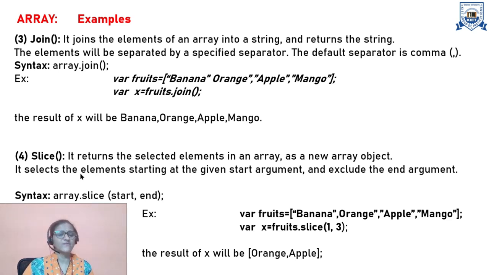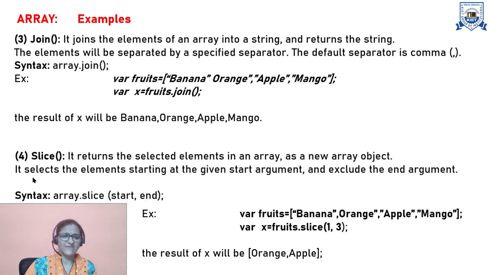Now, the next method of the array is slice. It's a piece from the entire array. We have to provide from where to start till where. The starting value is included and the end value gets excluded. If we provide end value 5, then 5 will be excluded. It will just move till one place before that. In case of slice, it returns the selected elements in an array as a new array object. Like this, array.slice, we provide start and end.